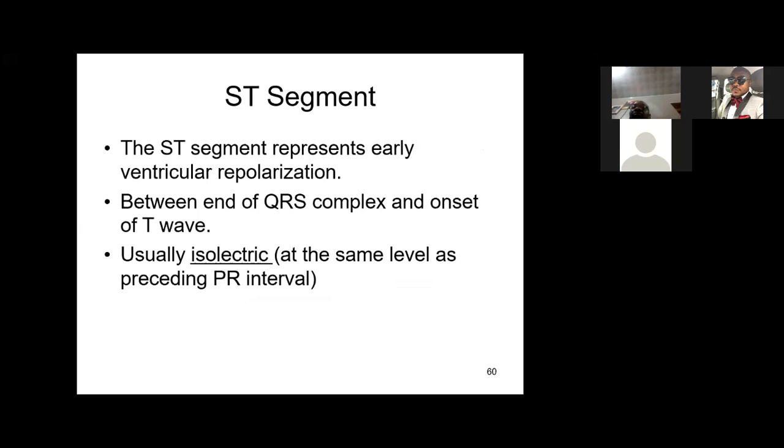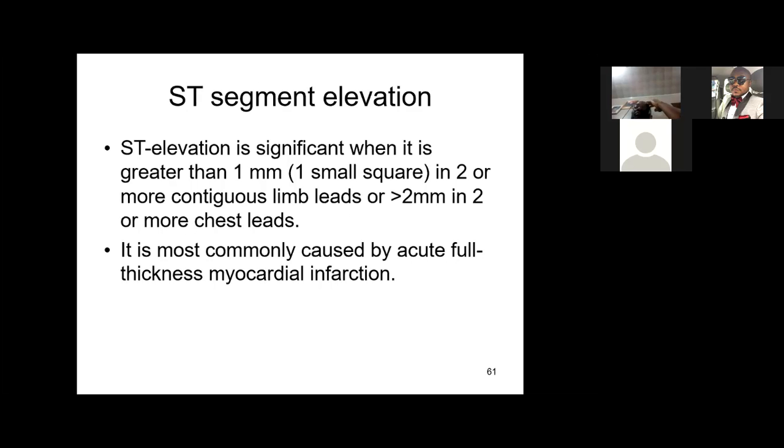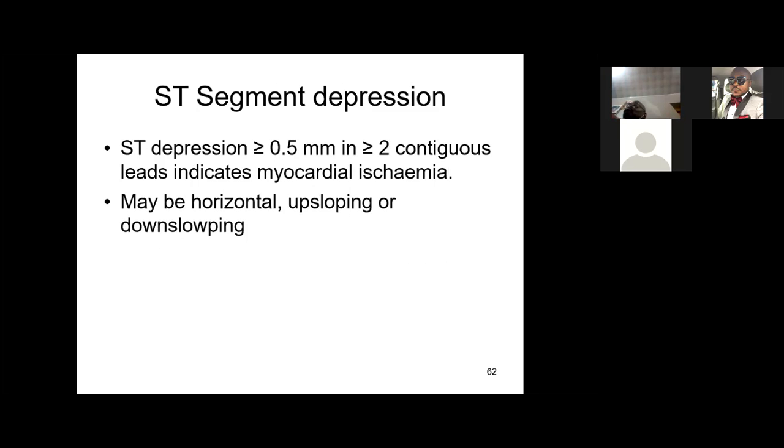Now, the ST segment represents early ventricular repolarization and is usually isoelectric at the same level as the preceding PR interval, as we said earlier. ST elevation is significant when it is greater than 1 millimeter in 2 or more contiguous limb leads, or greater than 2 millimeters in 2 or more chest leads. So once you see elevation in 2 or more contiguous limb leads or 2 or more chest leads, that's significant, and it's usually caused by acute full thickness myocardial infarction.